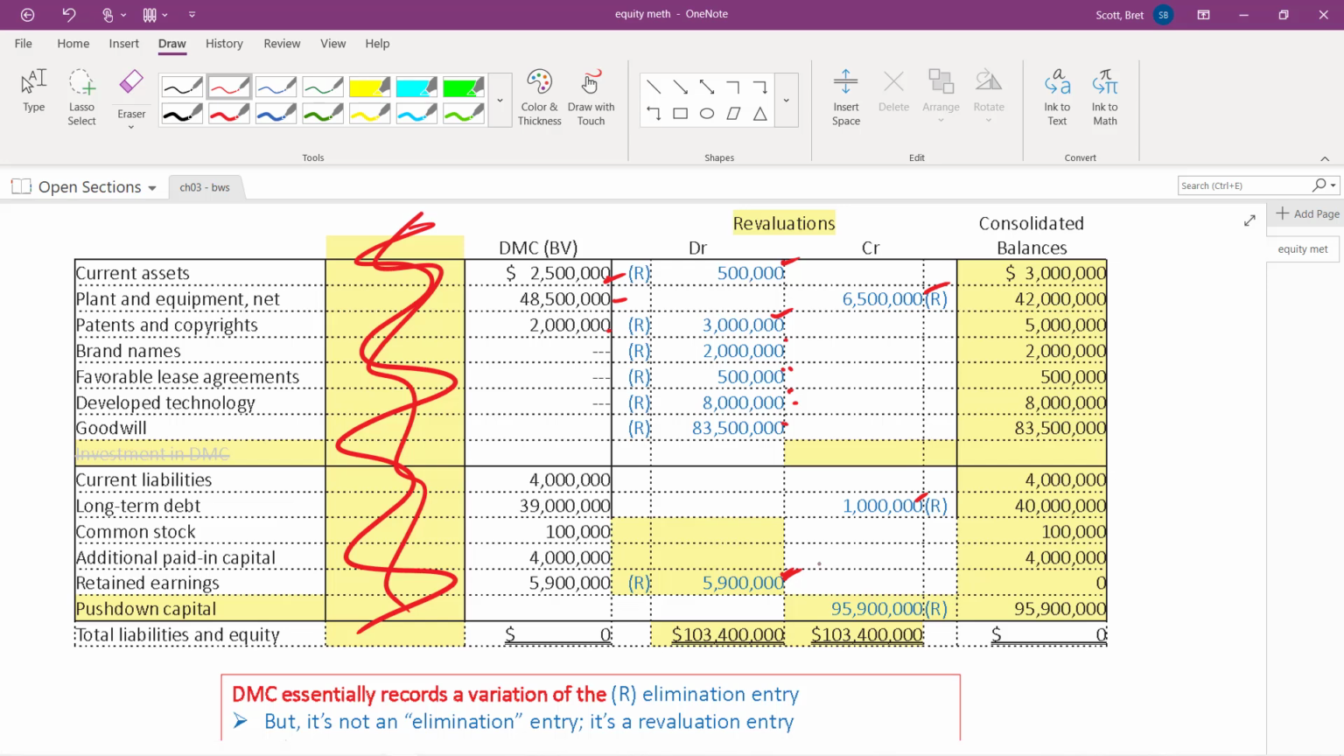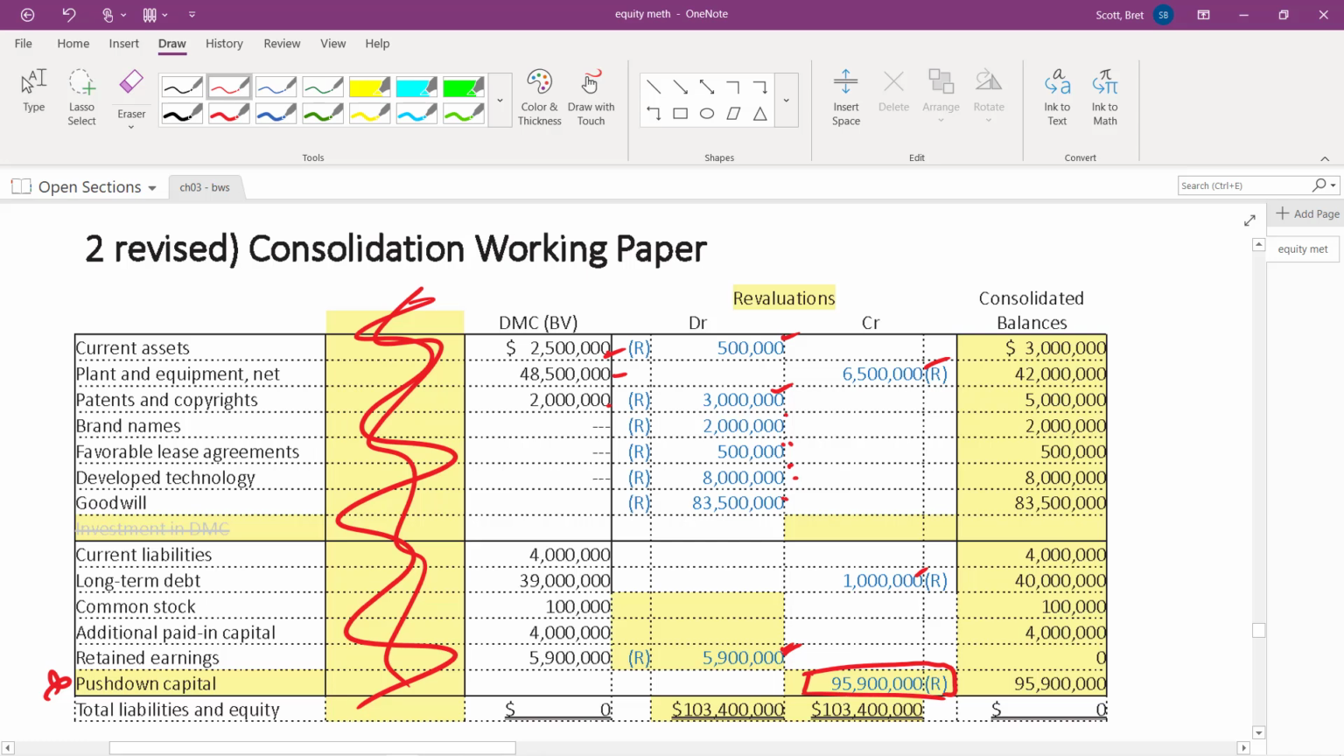When that happens, you're going to need another plug amount, and this is going to create a new account called pushdown capital. And don't worry, anybody who looks at the subsidiary's financial statements is going to know what that means. This DMC is wholly owned by Beerbo. There is only one investor. The only reason why DMC would issue its own financial statements is to give it to Beerbo's auditors or Beerbo's bankers or creditors, right?